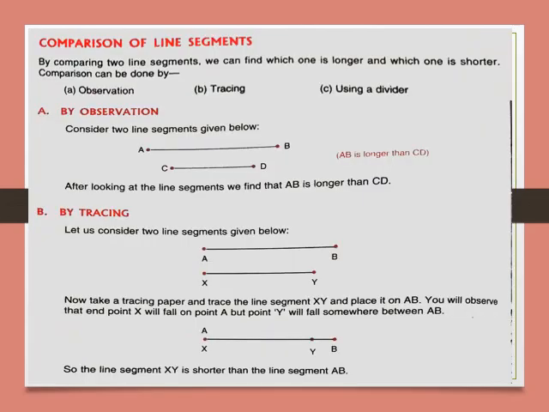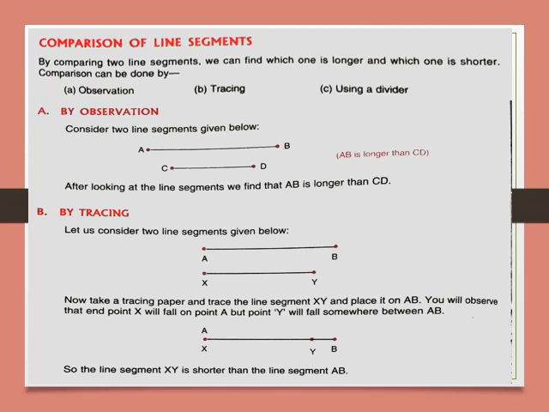See here. By comparing two line segments, we can find out which one is longer and which one is shorter. Now the comparison is done by three methods. One is by observing only, second is tracing only, and third is using a divider. So be ready with your geometry box. See the first, by observation.